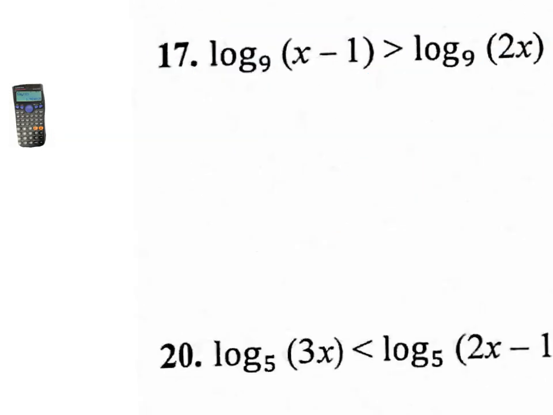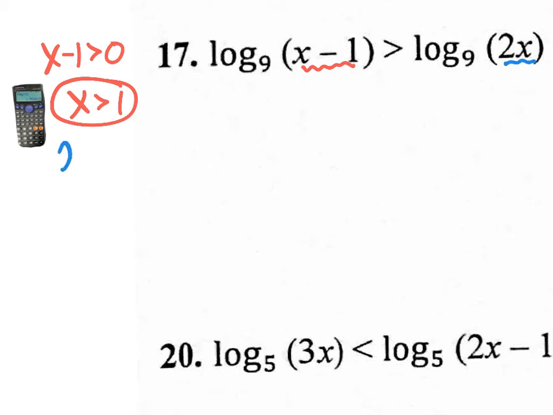17, going for the easy ones. Let's make sure that this guy is greater than 0. So we're going to say x minus 1 is greater than 0, which means that our possible answer is x is greater than 1. Now let's go to the other one over here, the 2x. We need to make sure that that 2x is greater than 0. So if we solve this guy, divide by 2, x must be greater than 0. That's another possible answer.